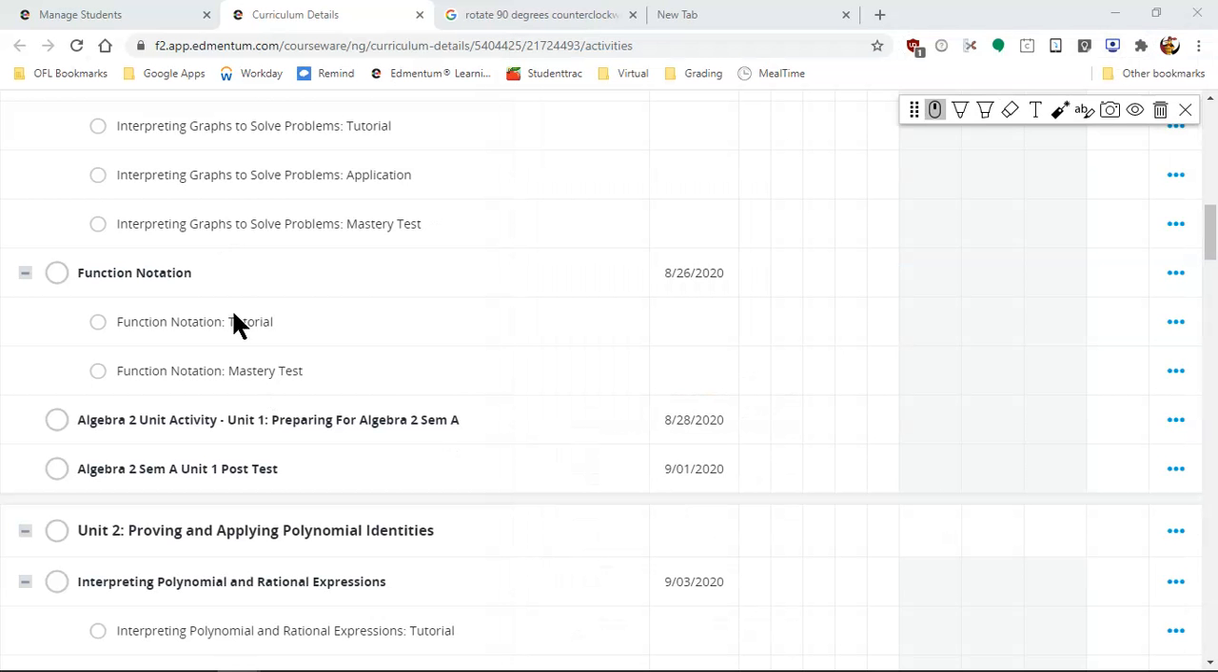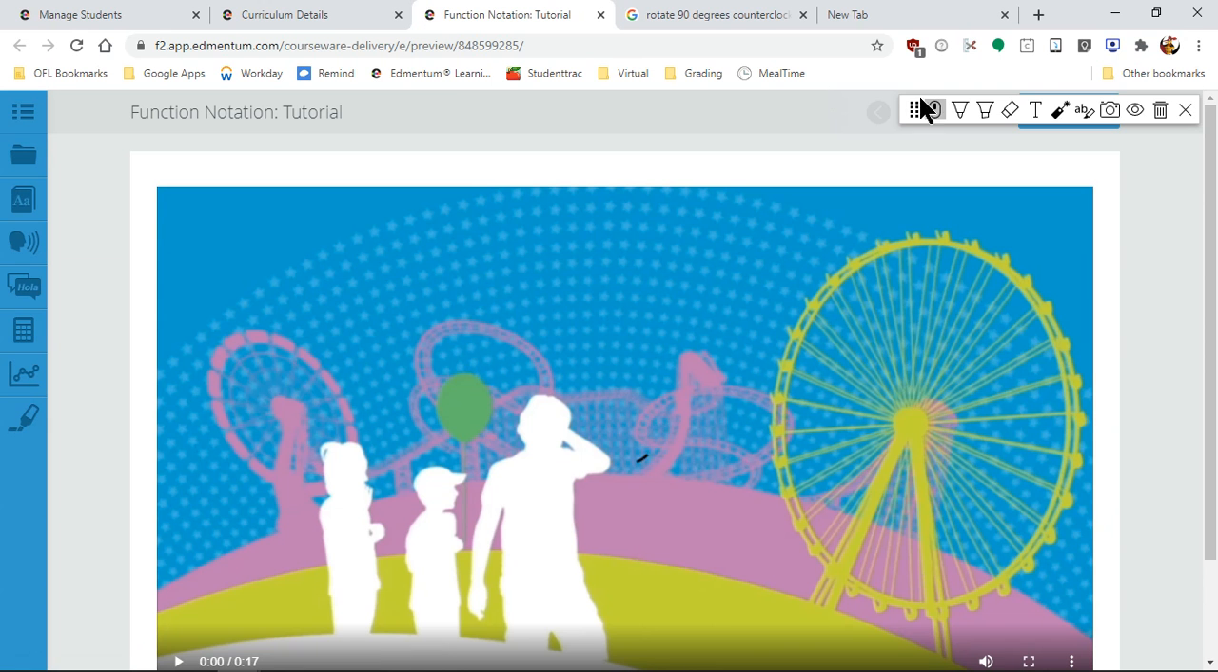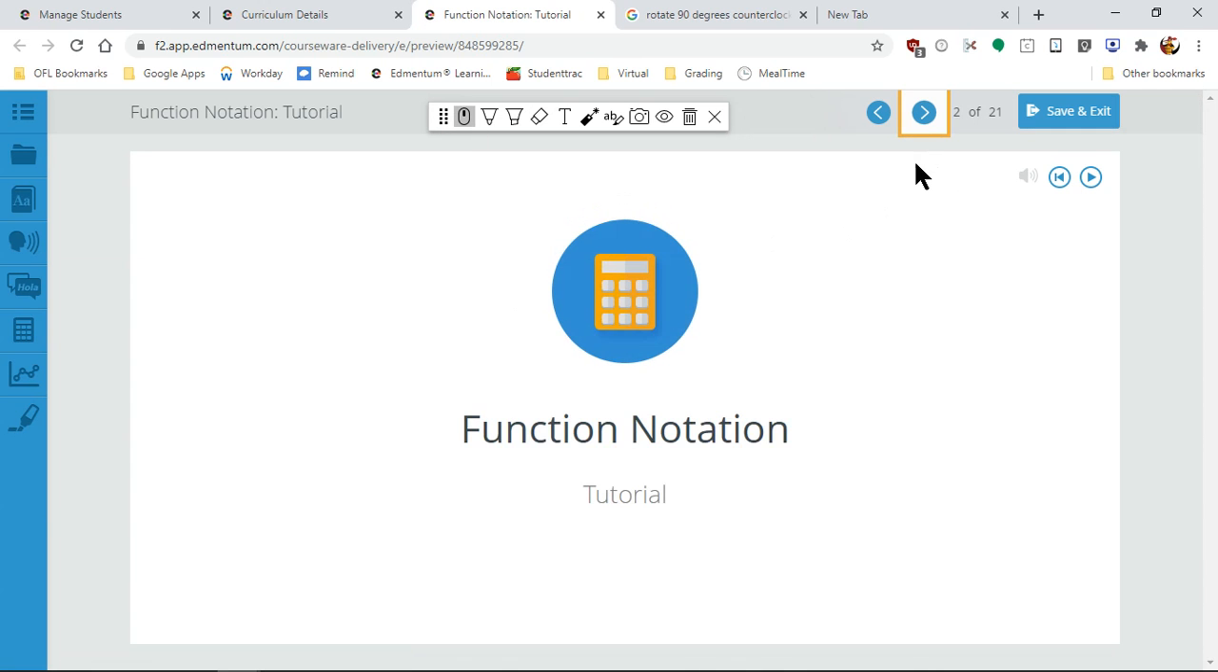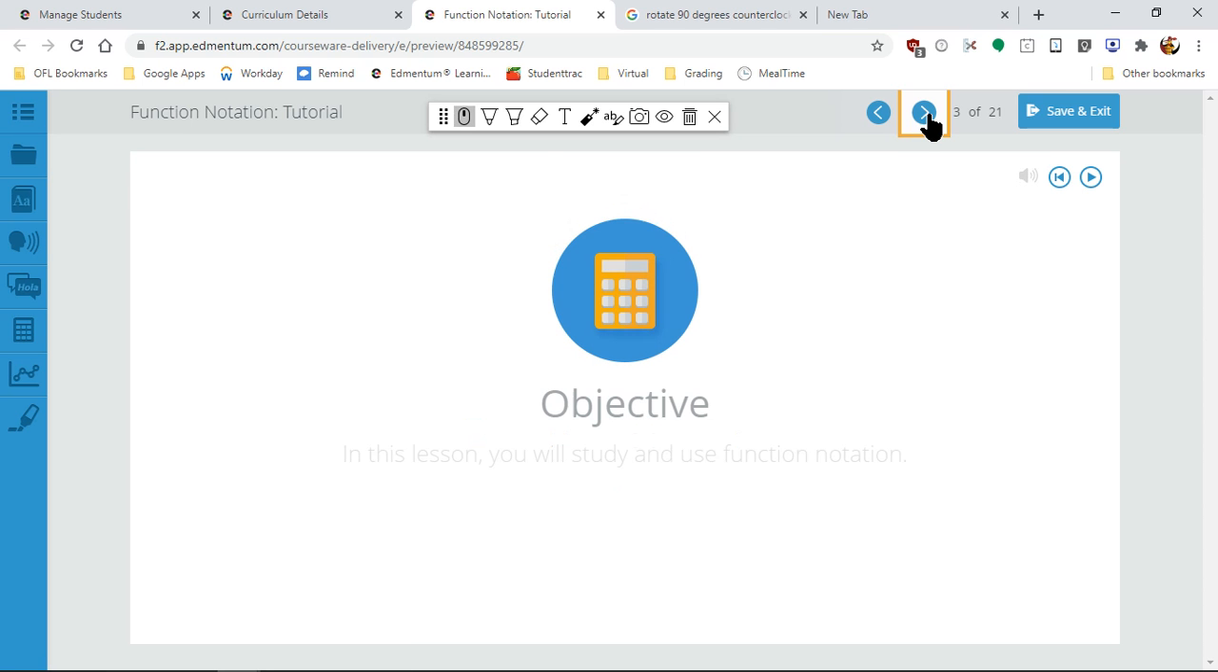All right. So function notation. We've kind of covered stuff like this. You guys have probably seen it in your Algebra 1 class, but it's this idea of f of x. And I'll kind of refer back to it a little bit. The objective actually isn't long this time. In this lesson, we will learn how to use function notation.